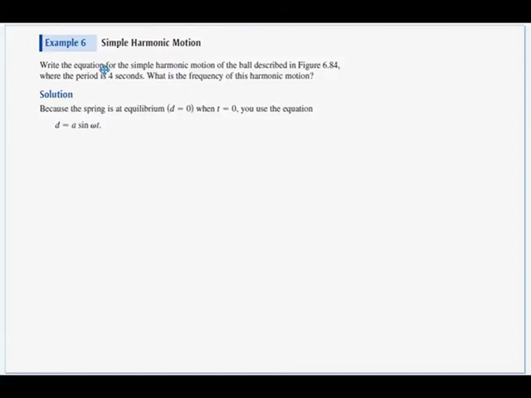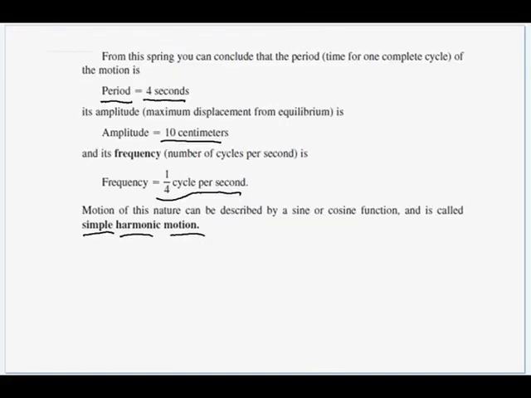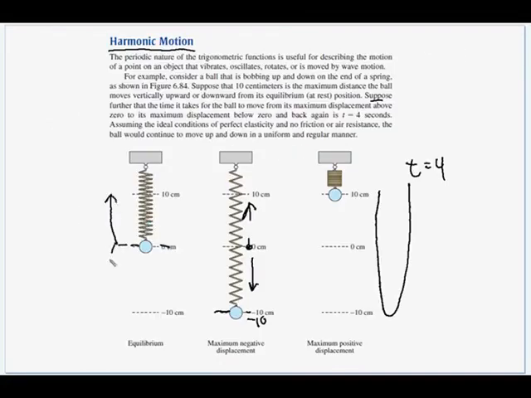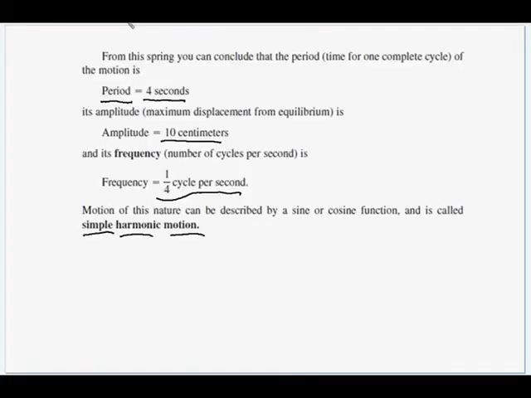So in example 6, it says write the equation for the simple harmonic motion of the ball described in figure 6.8.4. That's the ball on the spring, where the period is 4 seconds. What is the frequency of this harmonic motion? So because the spring is at equilibrium when d is equal to 0 and t is equal to 0, we're going to use the sine wave. And let's start piecing some stuff together. Well, we know the amplitude is the absolute value of a, and from the picture we know that's how far above and below equilibrium we go, so the absolute value of that would be just 10.